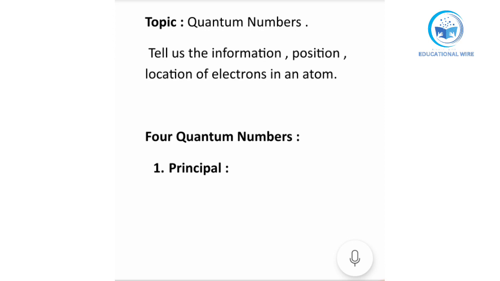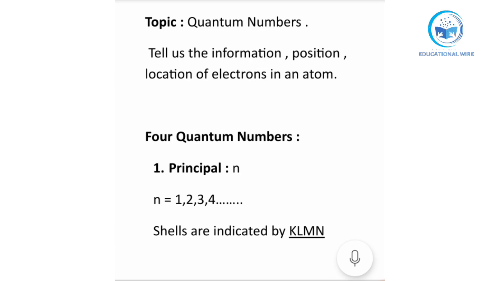The principal quantum number is denoted by N. These numbers contain the natural numbers, or the positive numbers. So we can write that N is equal to positive numbers 1, 2, 3, 4 and so on. And these shells are indicated by K, L, M, N, which will be capital letters.